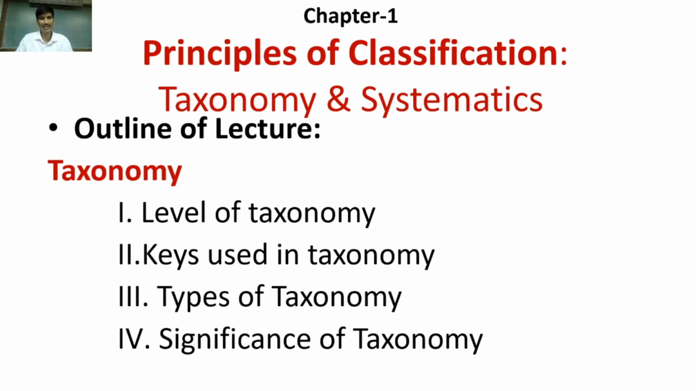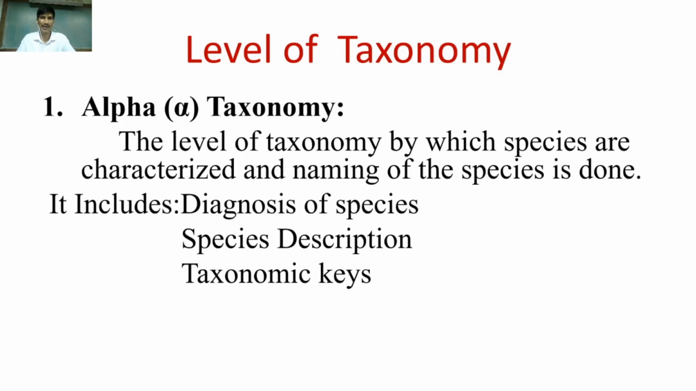In that, the first part is the level of taxonomy, the second is the key used in taxonomy, the third is the type of taxonomy, and lastly the significance of taxonomy. Basically we discuss four parameters in today's lecture. In that lecture we go through the very first, the level of taxonomy.